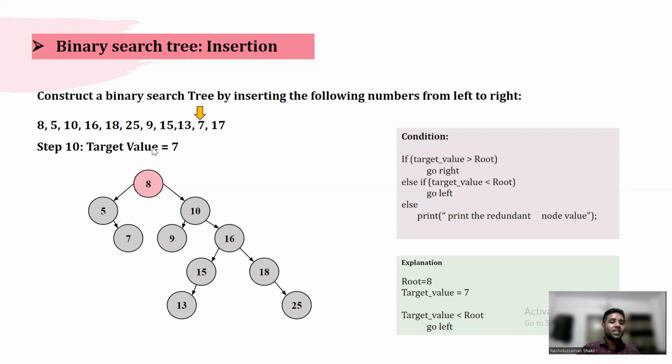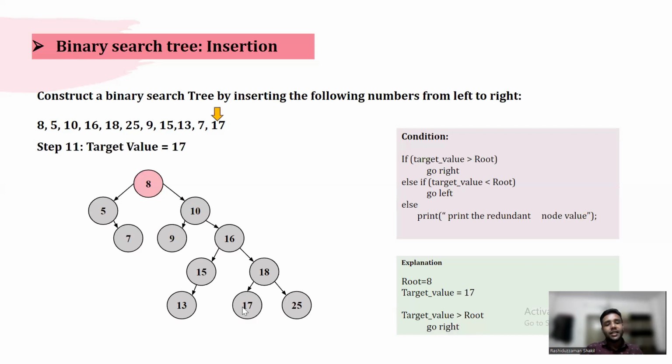Now my target value is 7 and my root value is 8. So 7 is less than 8, so it will be positioned on the left side where I already inserted. But now I'm at 5, so I need to check the conditional statement again. If I check the condition between 5 and 7, 5 is less than 7, so 7 will be positioned on the right side.